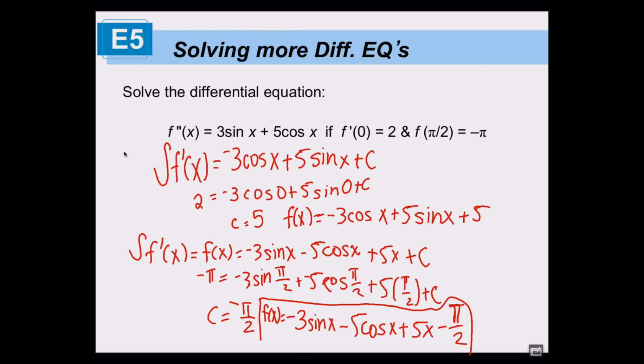Okay, so first I found the antiderivative of f double prime of x, and I got that. And then I plugged in 0 for x, and then set the whole thing equal to 2, and solved for c. And then I substituted 5 for c in the f prime of x. And then I found the antiderivative of f prime of x, and then I plugged in pi over 2 for x, and then I set that equal to negative pi, solved for c, and then plugged in negative pi over 2 for c.